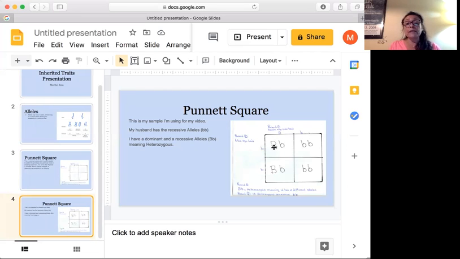So this is me, and this is my husband, and I go on the bottom again, and that will be me, and that will be him. And then he's recessive, so here I'm going to use two lowercase b's, because this is my recessive allele, and again on the bottom I'm going to use lowercase.